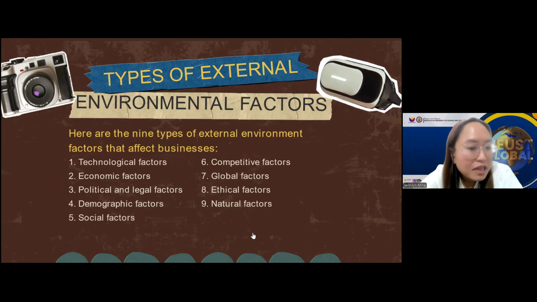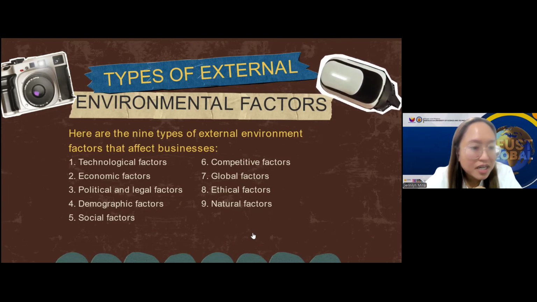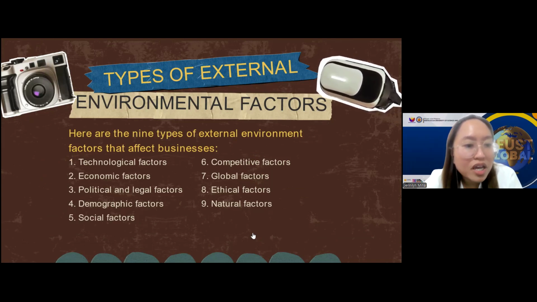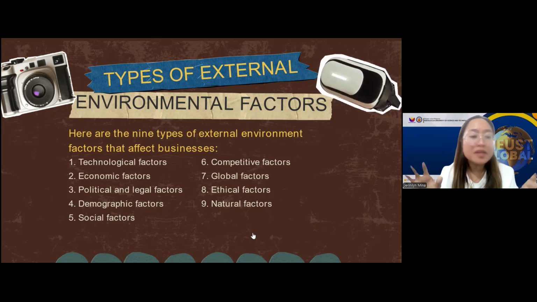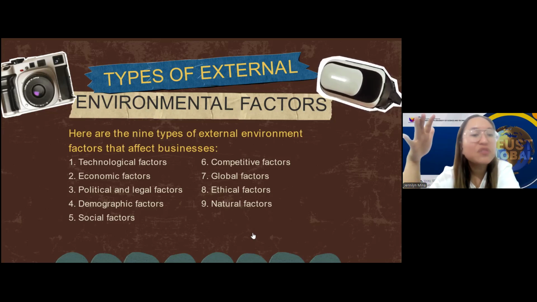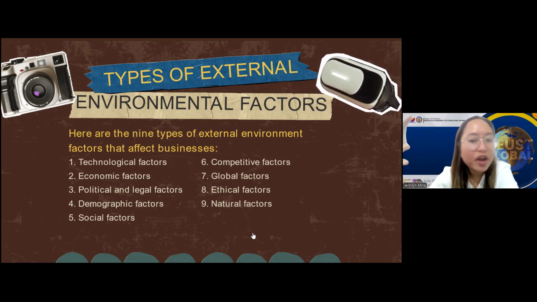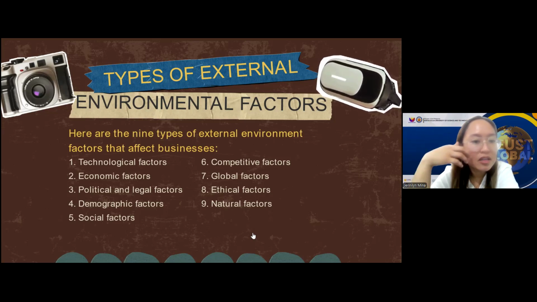Now, there are different types of external environment factors. Again, we need to understand the 9 external environment factors. Imagine you're running a bakery and you have a delicious recipe, a friendly staff, and a great location, but there's a whole world outside your bakery that can affect your success. These outside forces are called external environment factors, and these are the 9 types that can affect the business. The first one is the technological factor.